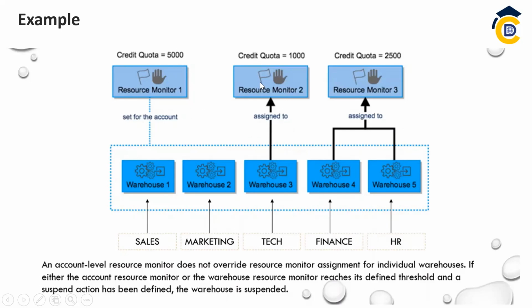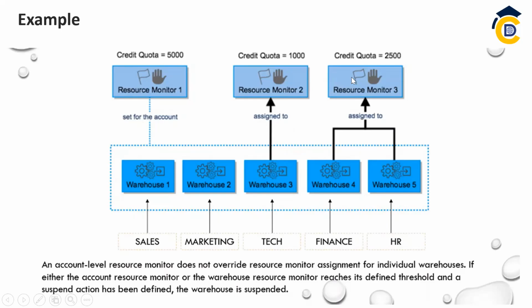So in the other scenario, if monitor 2, this warehouse reaches 1000 credit quota, and the others are yet at 200, 100, 300 like that only, and this credit quota of 5000 on account level has not been reached, still it will suspend this warehouse, the 3. All the others will keep working, but the warehouse 3 will get suspended.